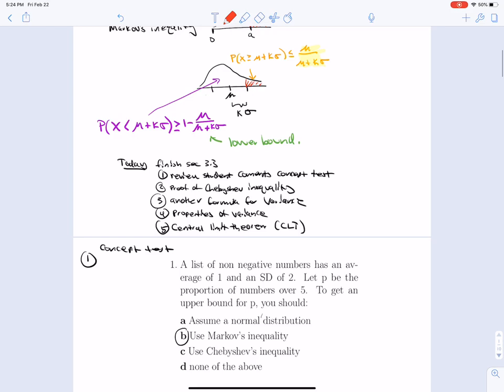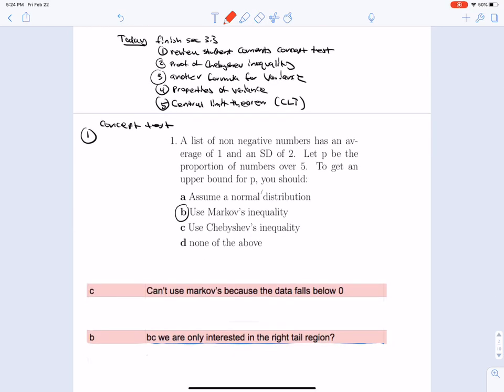Today we're going to finish section 3.3. We'll review student comments, prove Chebyshev's inequality, see another formula for variance, look at properties of variance, and briefly discuss the central limit theorem. So remember the concept test from last time.